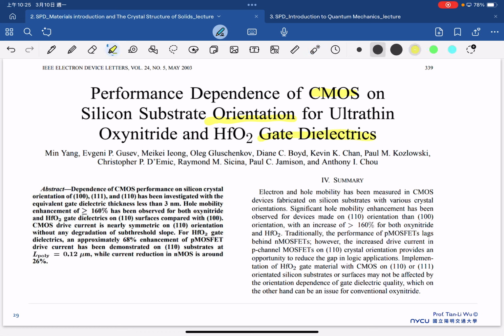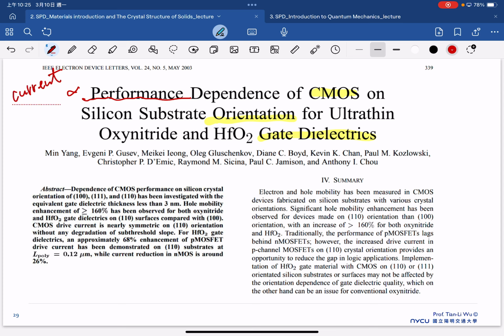So from the title, although you probably don't understand what oxide nitride and hafnium oxide mean, that's fine, it's just a matter of different gate dielectrics. Sometimes there are so many different dielectrics that even I cannot understand everything, but at least this is just a dielectric. So we are trying to understand the performance. When we talk about performance, most of the time it's always related to the current.